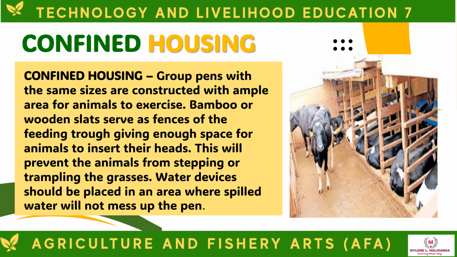Confined housing. Group pens with the same sizes are constructed with ample area for animals to exercise. Bamboo or wooden slats serve as fences of the feeding trough, giving enough space for animals to insert their heads. This will prevent the animals from stepping or trampling the grasses. Water devices should be placed in an area where spilled water will not mess up the pen.